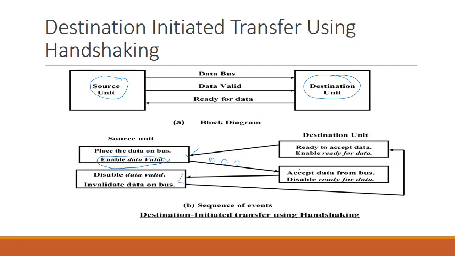After accepting all the data, the destination disables ready for data and sends this to the source unit. Then after receiving this, the source disables the data valid signal. That means the destination unit has received all the data successfully and the data on the bus is invalid. This is how handshaking occurs in the destination initiated transfer.